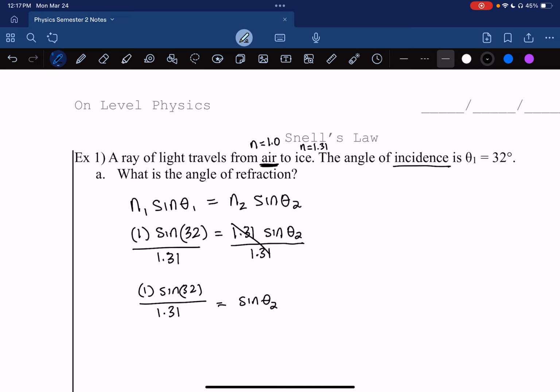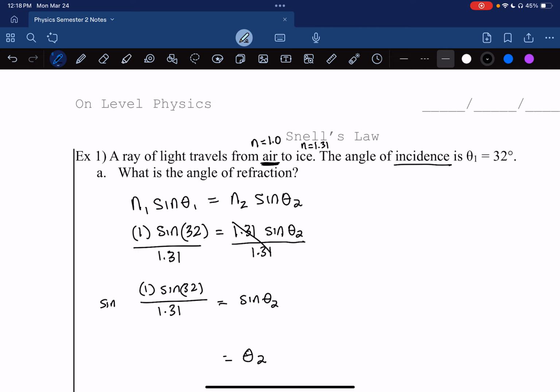Now we're going to deviate. We're not going to think of this as just one number. I mean, it is, but we need to get rid of the sine. We want it to say theta 2 equals some number. To get rid of a sine, we're going to use arc sine, or sine inverse. So that's sine to the -1 of all of this, and we do the same thing to this side, sine -1 of all of this. That cancels the sine here, and all of this we can just type right into the calculator: sine inverse of this fraction, 1 times sine 32 over 1.31. So let's grab the calculator.